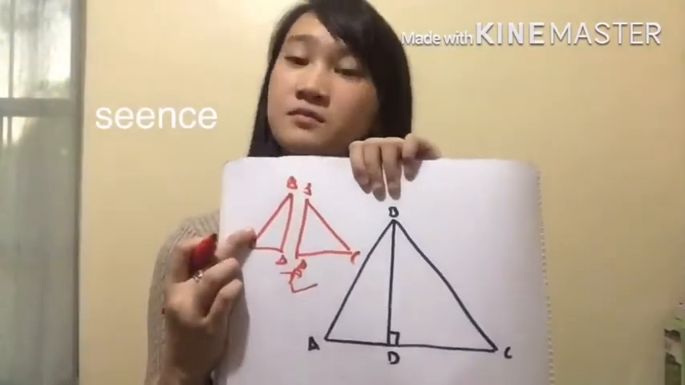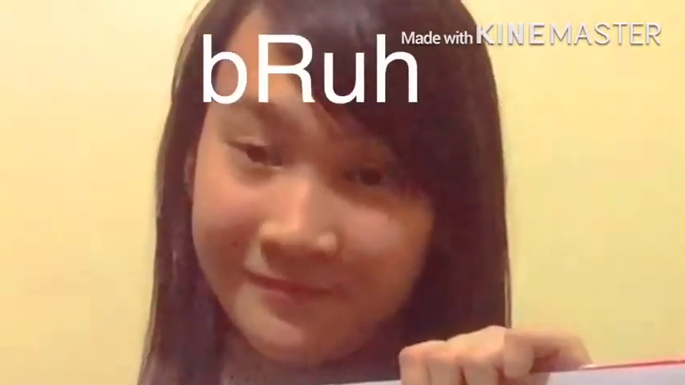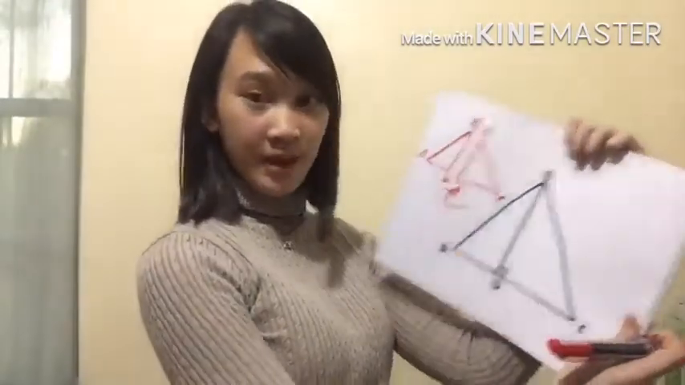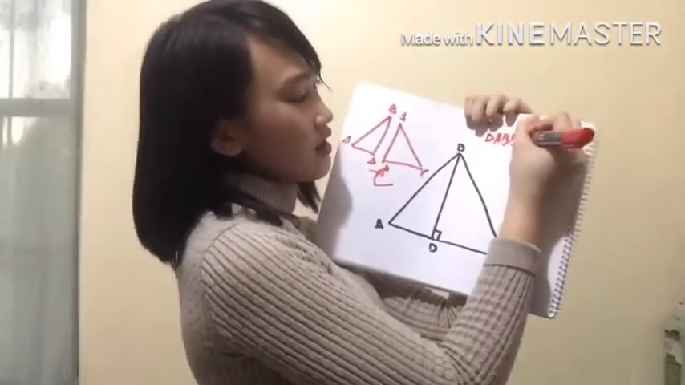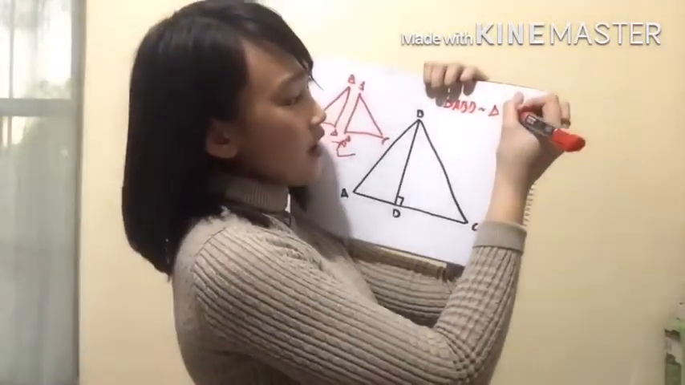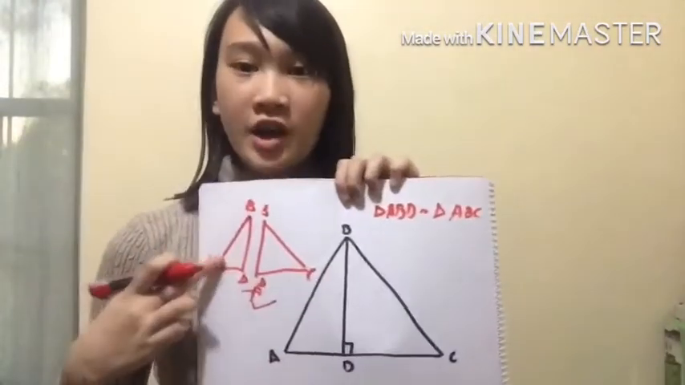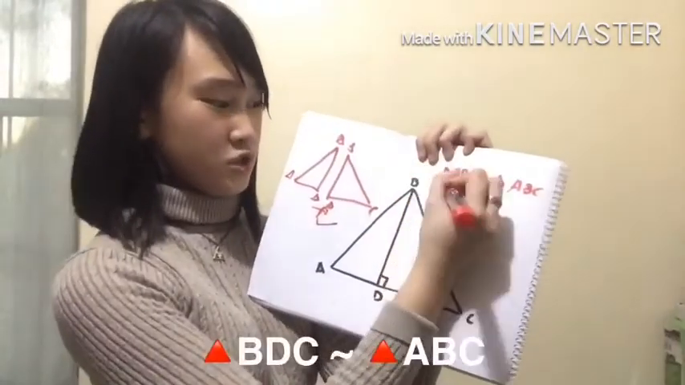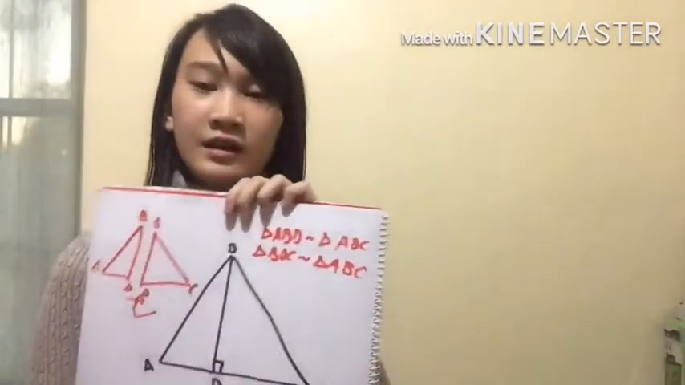Now, since these two triangles were converted from this big triangle right here, they are similar to each other and to this triangle too. So if you were to write a proportionality statement about this, it would be triangle ABD is similar to triangle ABC. As I was saying before, this triangle here is similar to this triangle here too. Same goes with triangle BDC. So let's write that there, ABC.